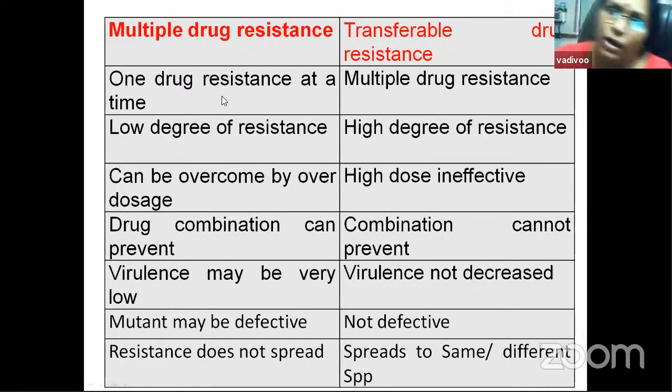So in mutational it is one drug resistance at a time, while transferable is multiple drugs. Mutational is a low degree of resistance and can be overcome by increasing the dosage, and drug combination can prevent it. Virulence is low, so mutants may be defective and resistance does not spread. But in transferable drug resistance, it is multiple drug resistance at a time, a high degree of resistance, high dose is ineffective, and combination also cannot prevent the drug resistance. Virulence is not decreased, it is not defective, and it spreads to the same or different species. Okay.